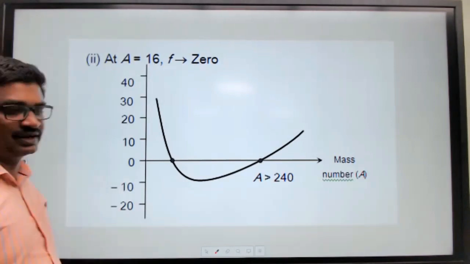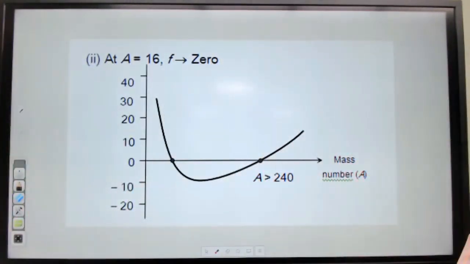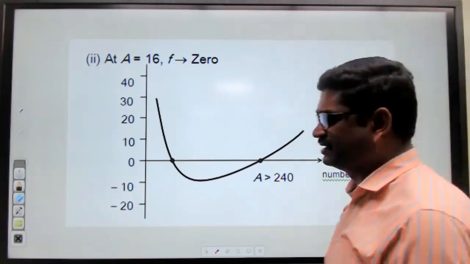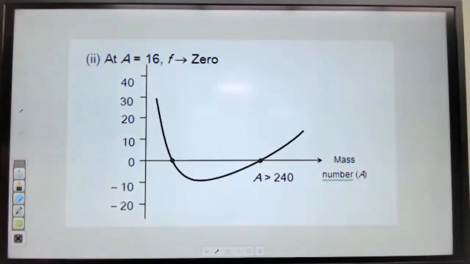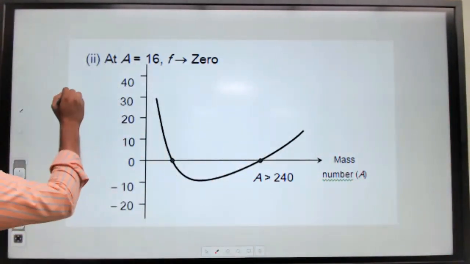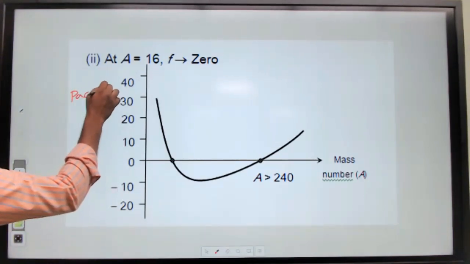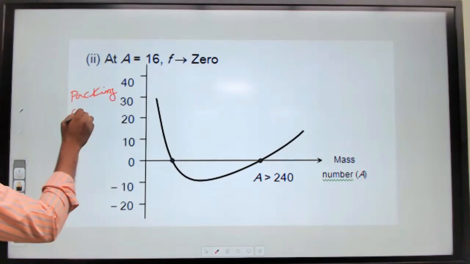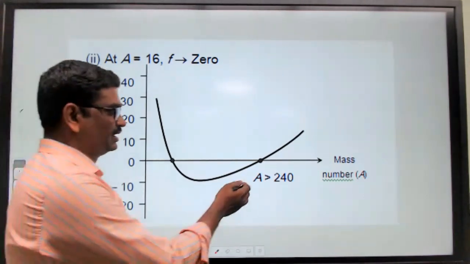So packing fraction curve, draw this one. Packing fraction and mass number curve. Next heading, packing fraction and mass number curve. The graph drawn between packing fraction and mass number. So this is a packing fraction. This is a mass number here.